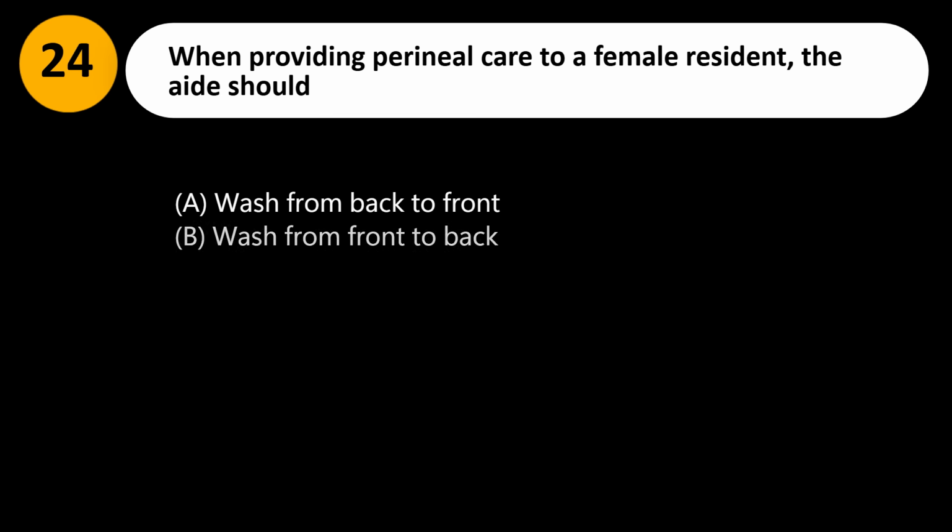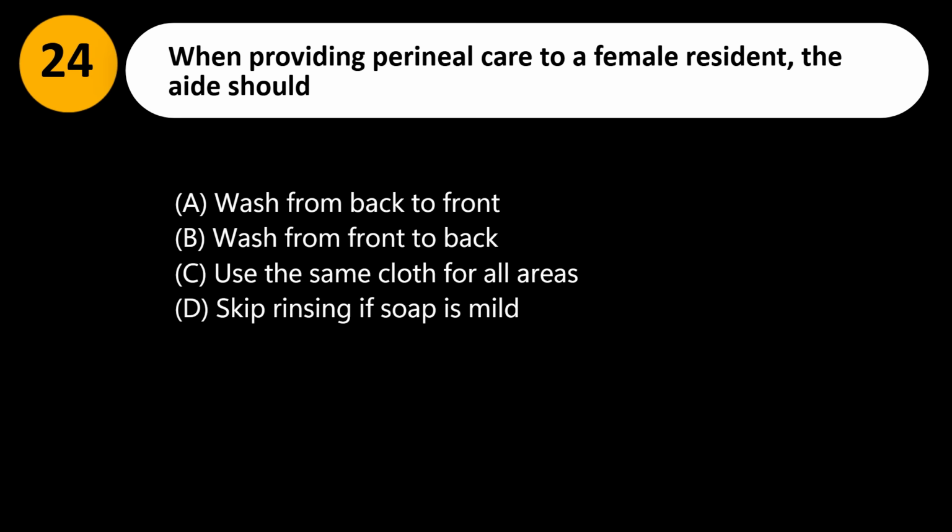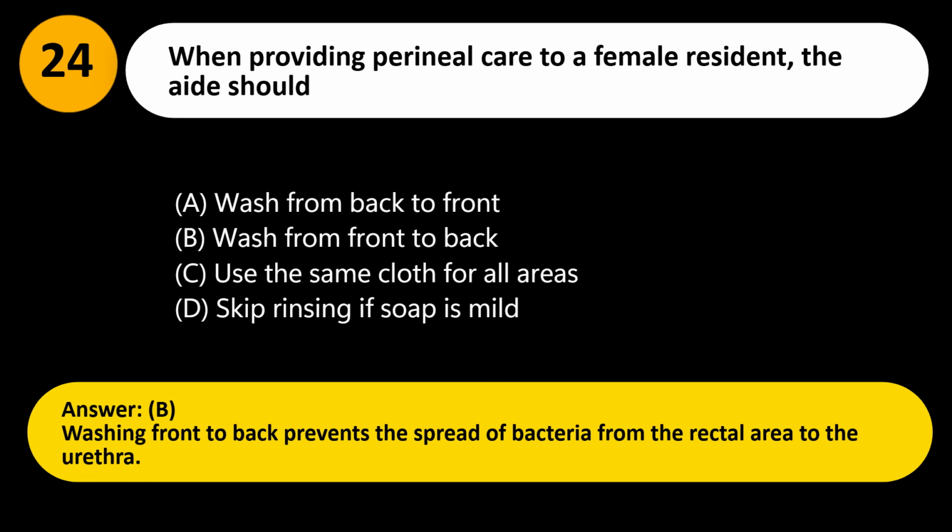When providing perineal care to a female resident, the aide should: A. Wash from back to front. B. Wash from front to back. C. Use the same cloth for all areas. D. Skip rinsing if soap is mild. Answer, B. Washing front to back prevents the spread of bacteria from the rectal area to the urethra.